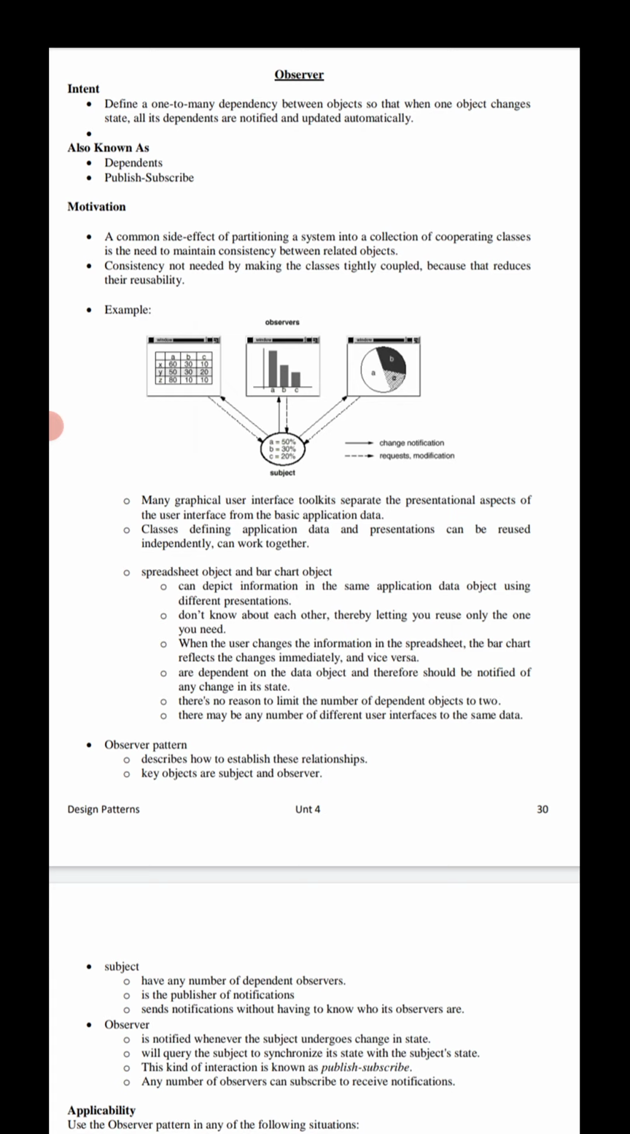Here we need to define a one-to-many dependency between objects, so that when one object changes its state, all its dependents are notified and updated automatically. Constantly, the observers receive notifications, to say whether it is available.